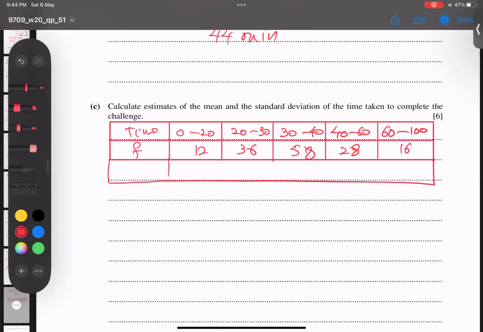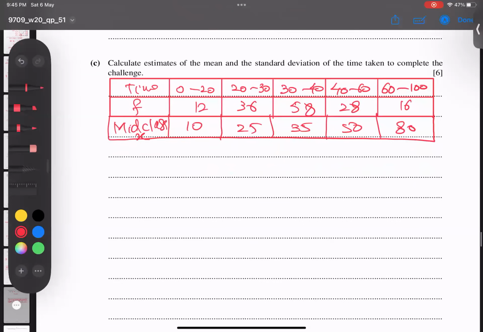This is called X, or mid class, represented by X. So 0 plus 20 divided by 2 gives 10, and 20 plus 30 is 50, divided by 2 gives 25. 30 plus 40 is 70 divided by 2, 35. 40 plus 60 divided by 2 gives 50, and 60 plus 100 divided by 2 gives 80.